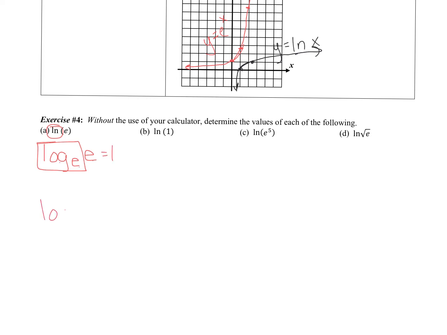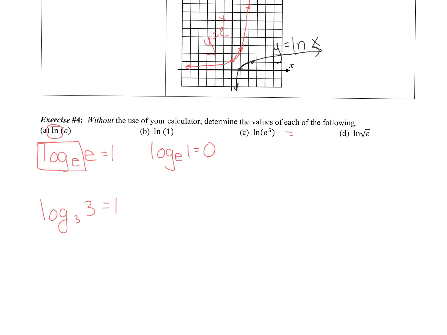Just like if I had log base 3 of 3, what exponent for 3 gives me 3? That would be 1. If the base matches the number, it's always going to be 1. The next one, and you don't have to rewrite these, I'm just rewriting them because you're just starting out. So what exponent for e gives me 1? Well, what exponent for anything gives me 1? That would be 0, right? e to the 0 equals 1.